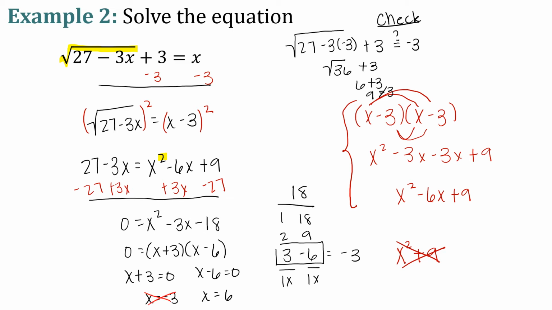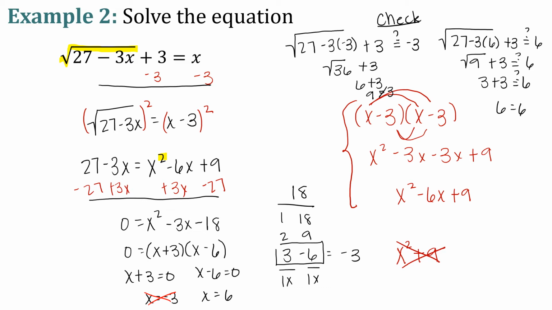We still need to check 6. So the square root of 27 minus 3 times 6, plus 3, does that equal 6? 27 minus 18 is 9. And the square root of 9 is 3. And 3 plus 3, does that equal 6? Yes, it does. So we know that our only solution is x equals 6.